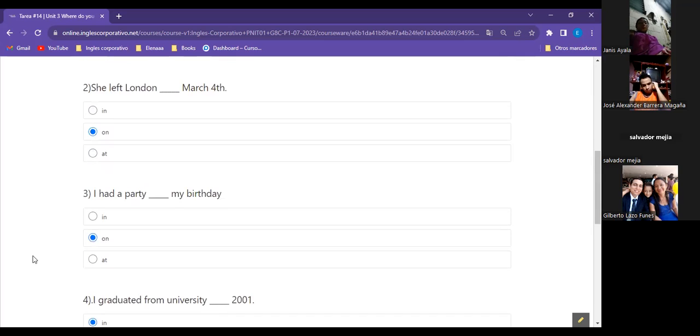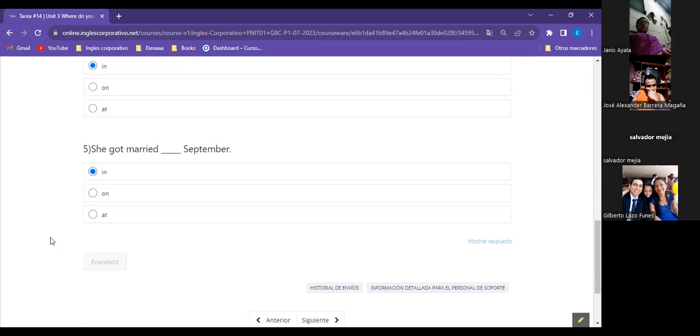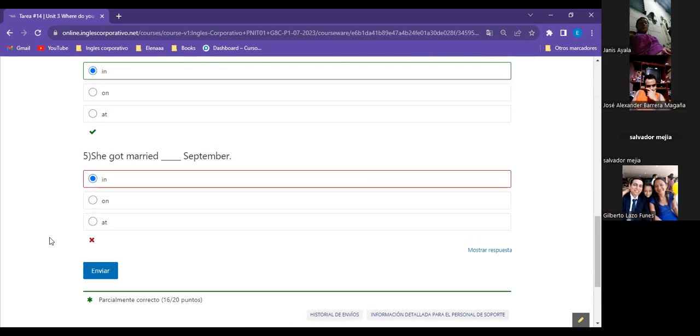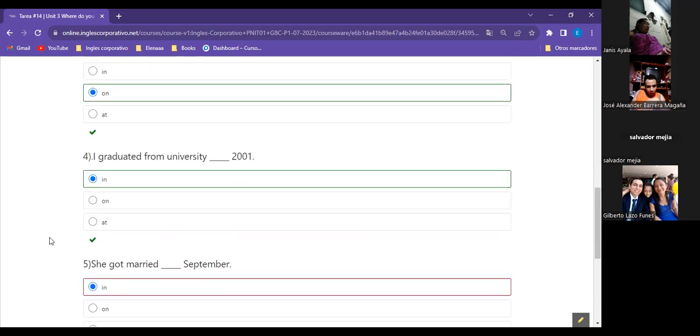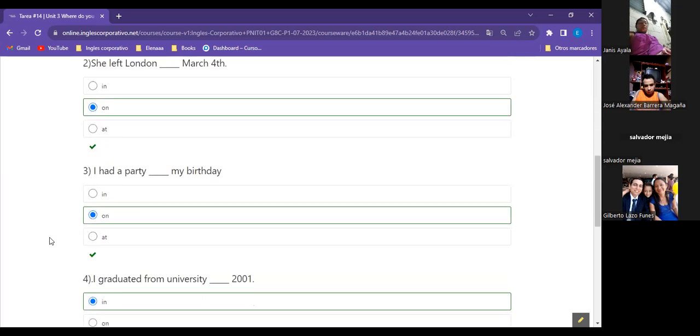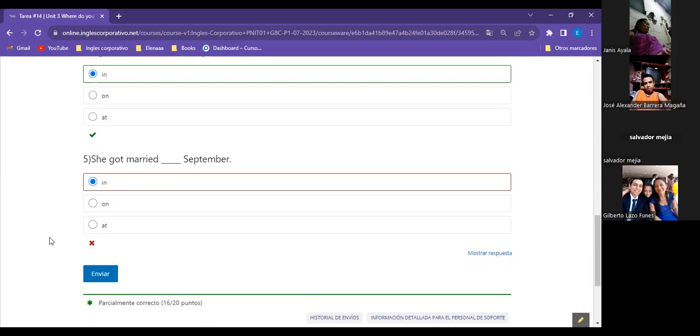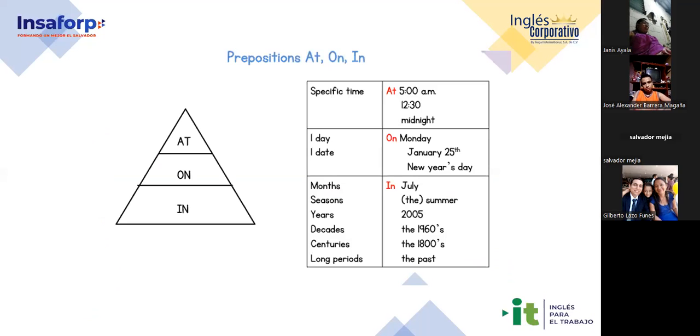Or can we check this? Let's check on this. Look, number five. De ahí todas. ¿Por qué no es entonces in? ¿Qué piensan de in? She got married on September. Vaya. Revisemos por acá. September es un mes. ¿En qué categoría entra por acá? En on, ¿verdad? Ahí está.